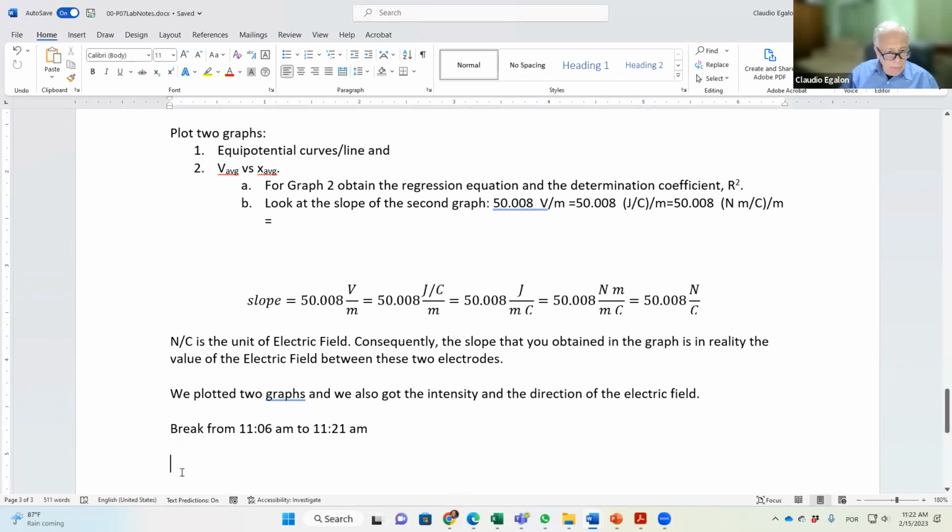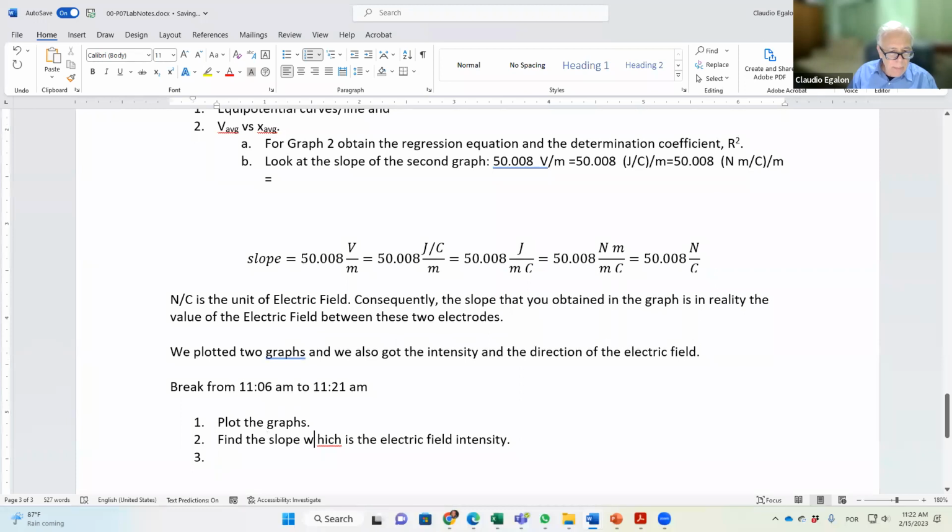Now what else do you have to do? Okay, 1, plot the graphs. 2, find the slope, which is the electric field intensity. And now I want you to work on the units and work in the sig figs, significant figures.